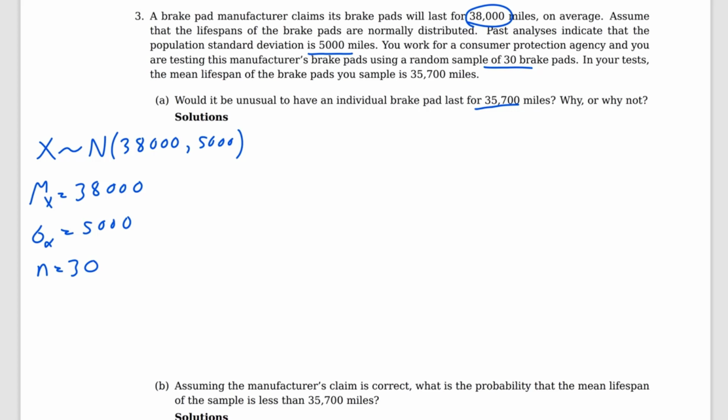First we need to find the z value. z equals, we know this is 35,700, then mu, what is the mu here? 38,000, divided by 5,000. So this is negative 0.46, right? Now how do we know it is usual or unusual?